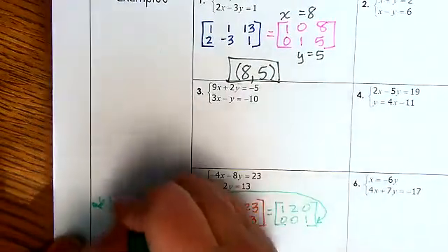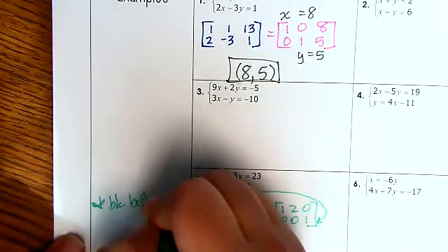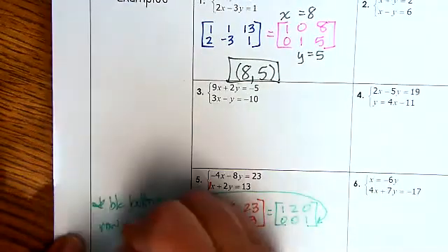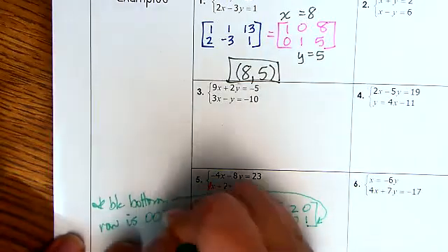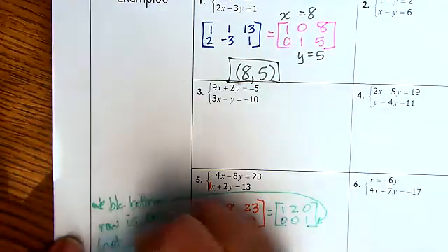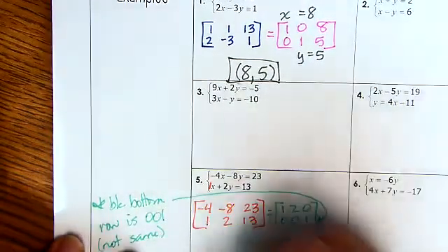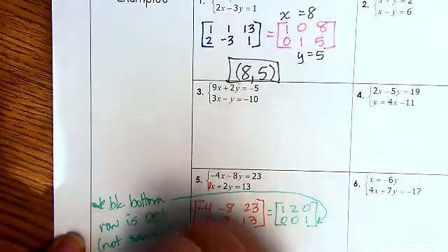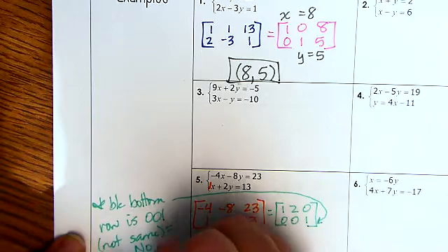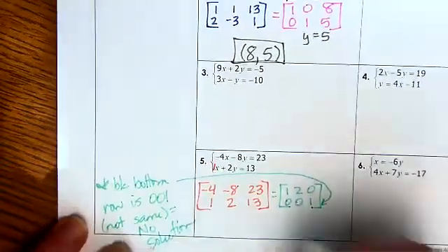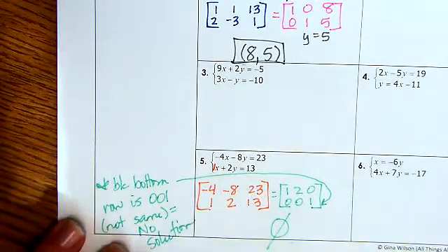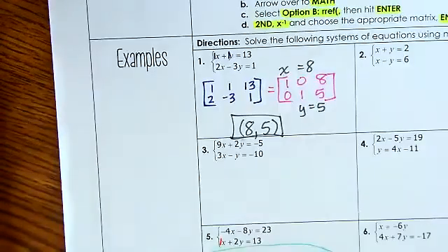So we're going to write a little note here. Because the bottom row is 0, 0, 1, they're not the same. It equals no solution. So my answer here is no solution. All right. Next problem.